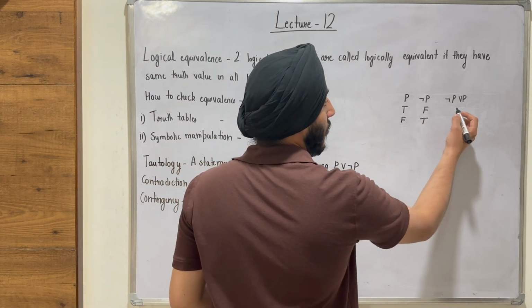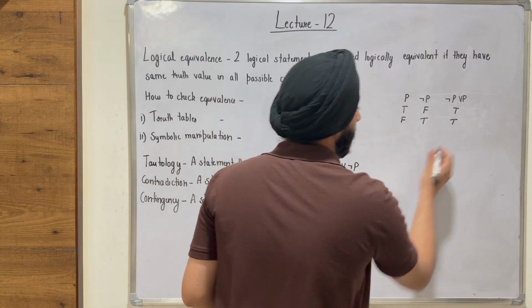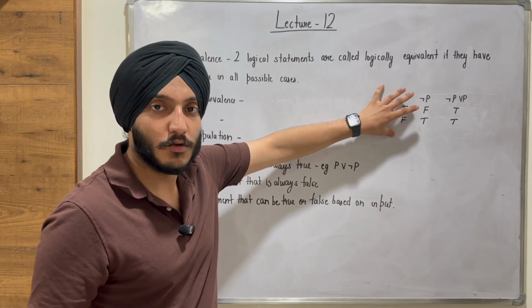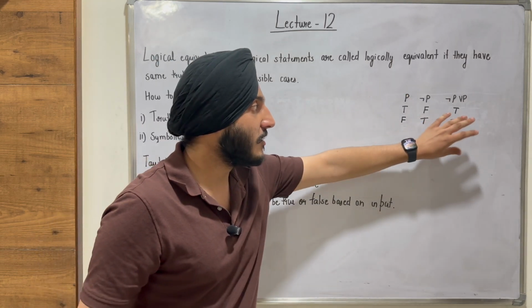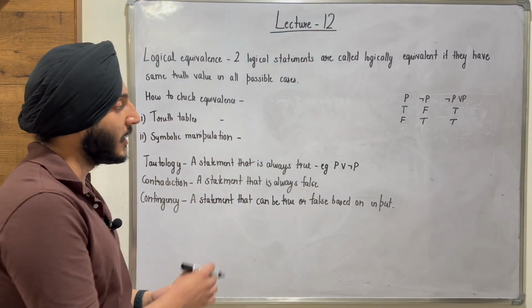When the statement is true or false, it should be true, and when it's false or true, it should be true again. So it doesn't matter if I input true or false into the value p, it always results in a true value, right? So this is a basic example of a tautology, right?